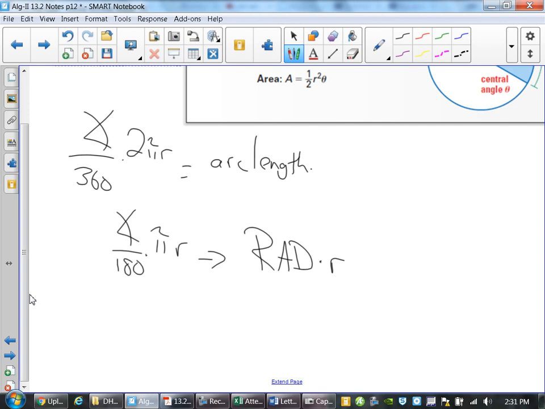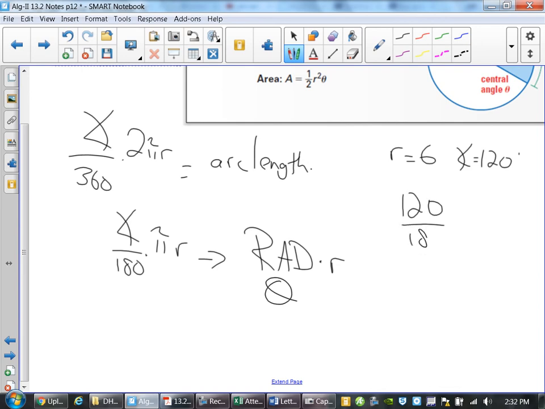It's radian times your radius. And they use theta to show the radian value. So if you have a radius of 6 and an angle of 120 degrees, what is the arc length? Well, what you did in the past, you do 120 over 360 times 2 times pi times r. Well, now you just convert it to a radian and multiply it by your radius.